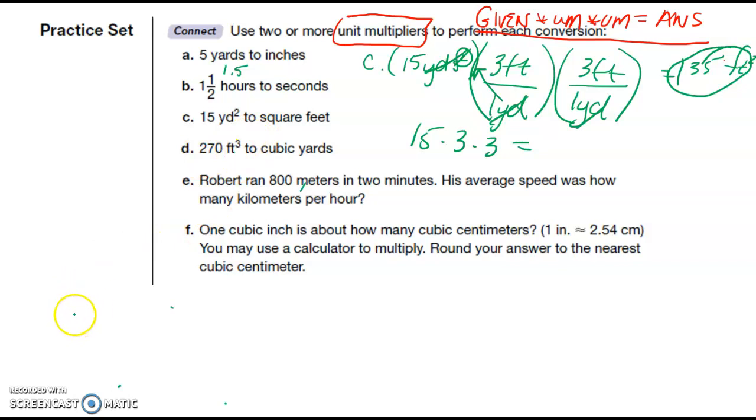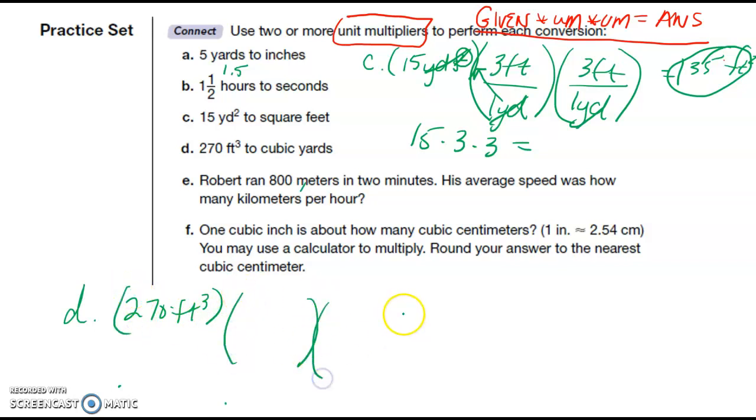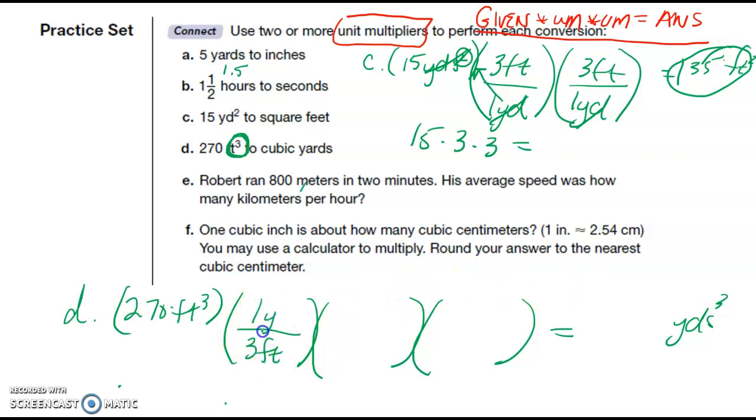And let's do D. 270 feet cubed. We're trying to go to cubic yards, and I know I'm going to need 3 of these because it's feet cubed. So yards cubed. I know 3 feet is equal to 1 yard, because I'm putting what I want on the top. And this is just one of the 3 that we need.